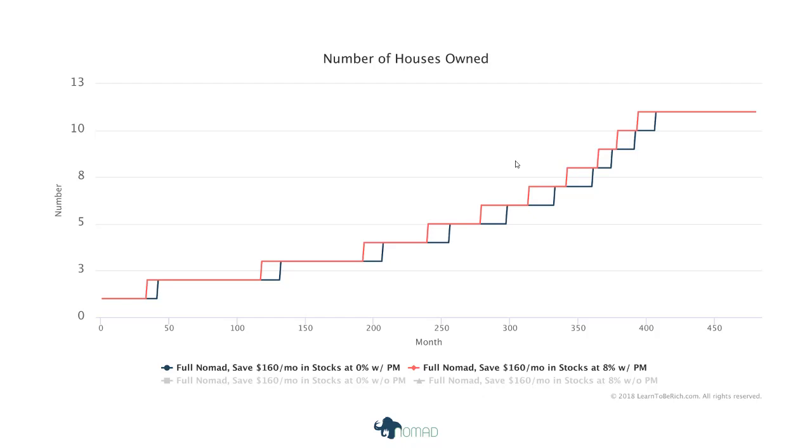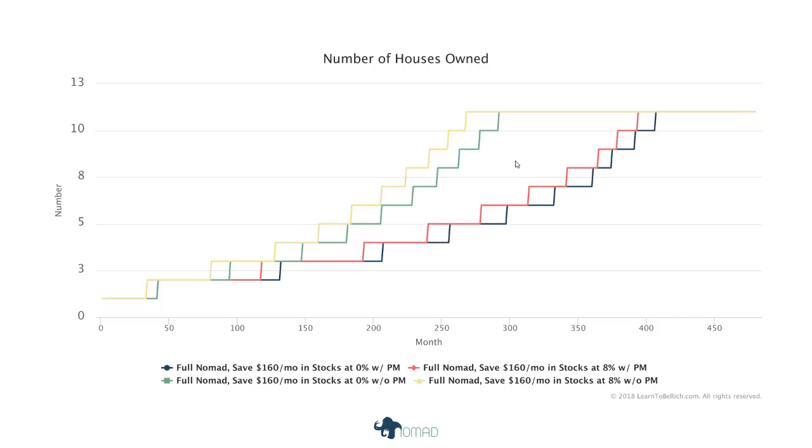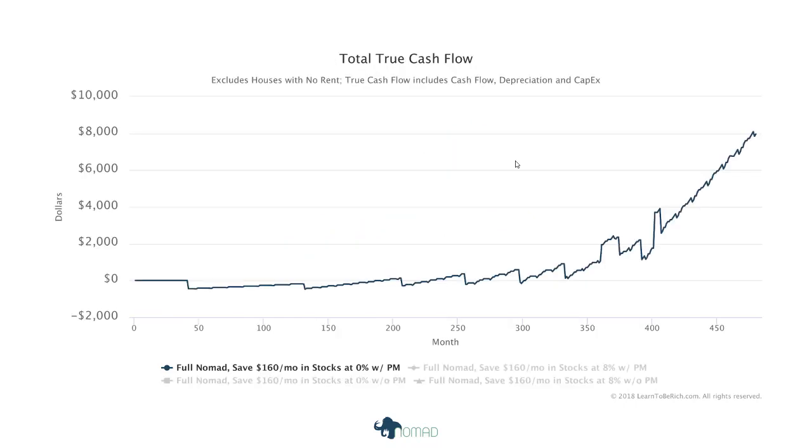If we're not hiring a property manager, though, it looks like this. Now we can actually do things much faster, and we're doing that. Now, what if we were able to get an 8% return when buying properties, and we're not hiring a property manager? It shifts over again to the left. So it's what you'd expect.